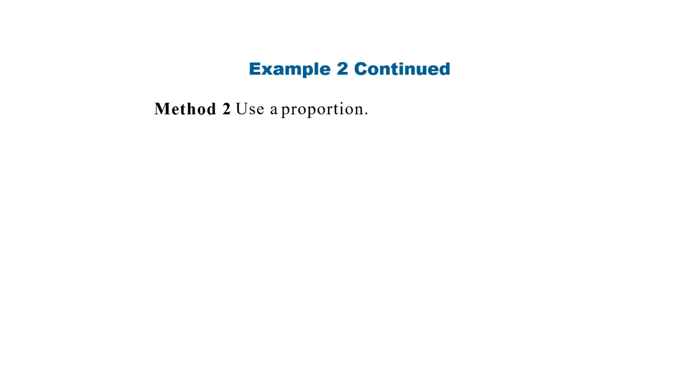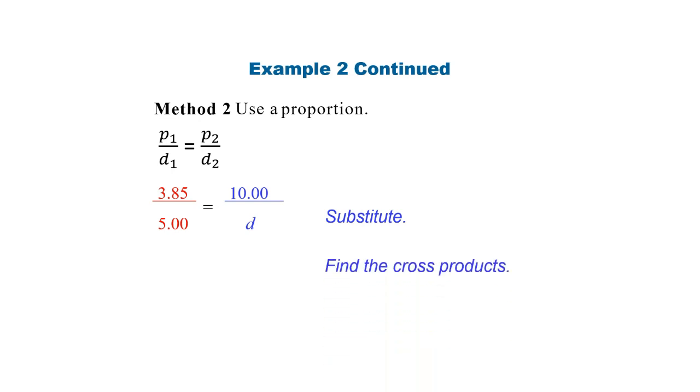Method number 2. Use a proportion. Since k sub 1 equals k sub 2, therefore P sub 1 over D sub 1 equals P sub 2 over D sub 2. Substitute the values, so it becomes 3.85 for P sub 1 over 5 for D sub 1 equals 10 for P sub 2 over D. Find the cross product. Multiply 3.85 times D, so it becomes 3.85D, and 5 times 10, of course, the answer is 50. Solve for D, and the value of D is 12.99.